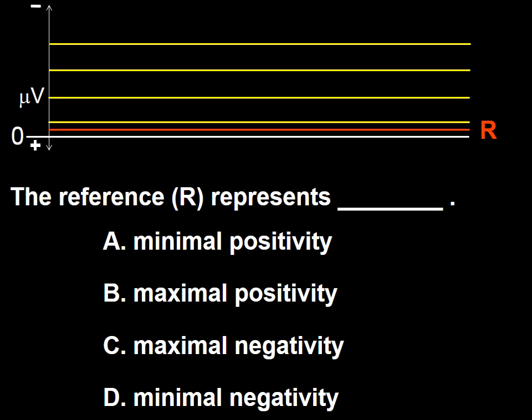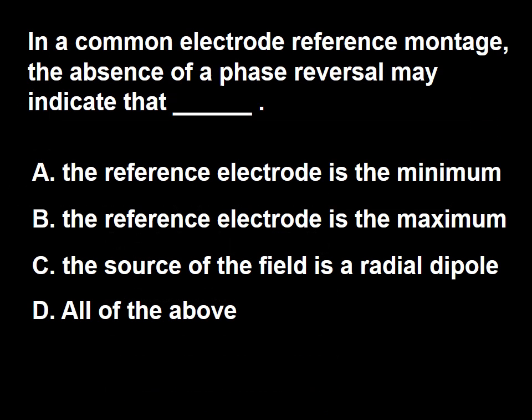So the answer to this question is D. Next question. In a common electrode reference montage, the absence of a phase reversal may indicate that A. The reference electrode is in the minimum. B. The reference electrode is in the maximum. C. The source of the field is a radial dipole. D. All of the above.